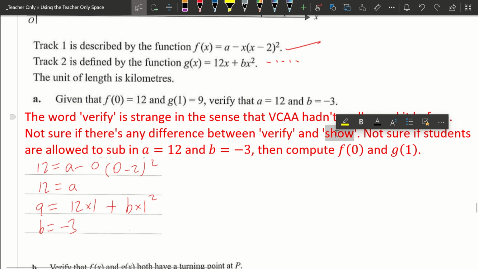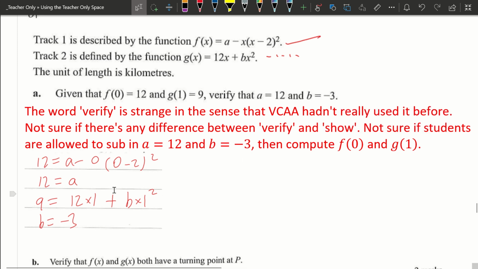Usually we see show questions. Show questions are commonplace. So I don't know if verify is purposefully different to show, if they mean different things. I'm not sure students are allowed to assume they know the answer and substitute the answers in, and then compute f of 0 and check what that is, and compute g of 1 and check what that is. Usually in a show question, you are only to assume you don't know the answer. So that's what I'm going to do here. I'm going to assume I don't know the answer.